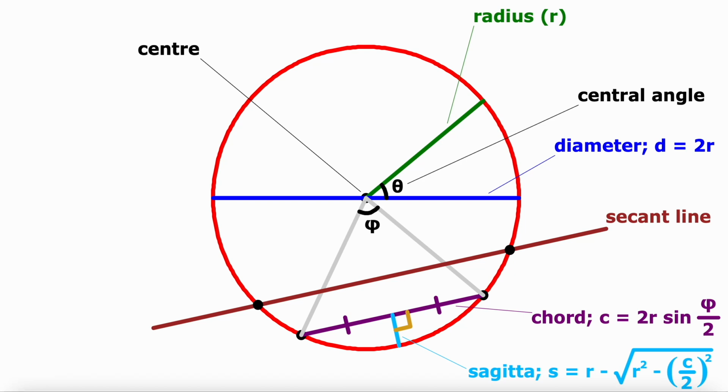Lastly, a secant line is a line that intersects a circle at exactly 2 points. Secant lines always cross the circle, unlike tangent lines, which only touch the circle at 1 point. We can draw infinitely many secant lines that intersect a circle.